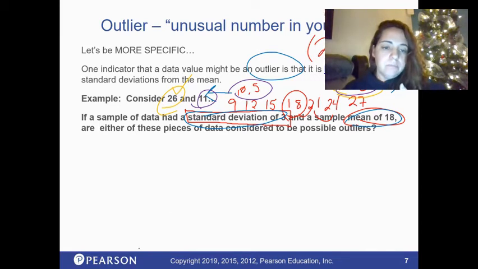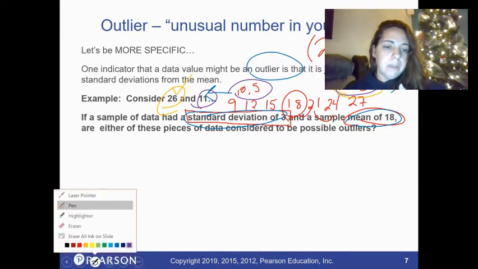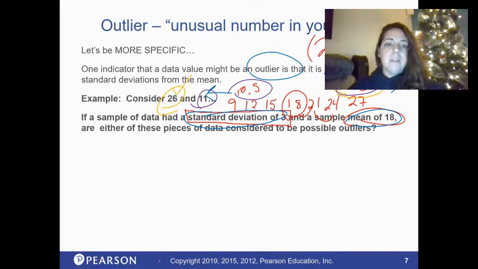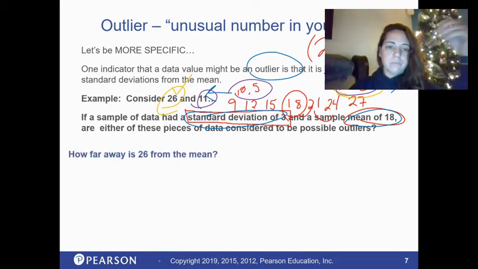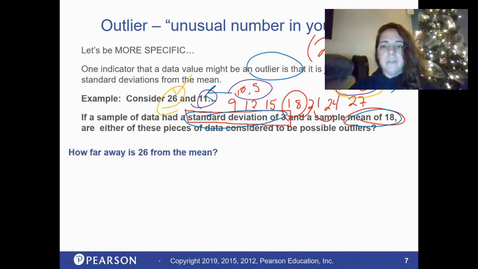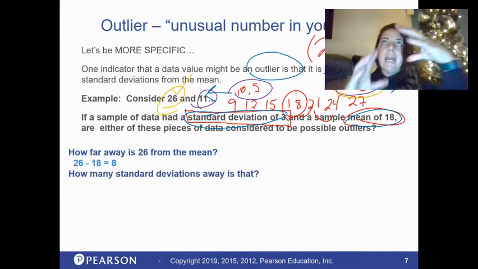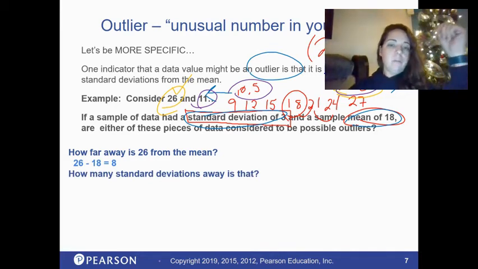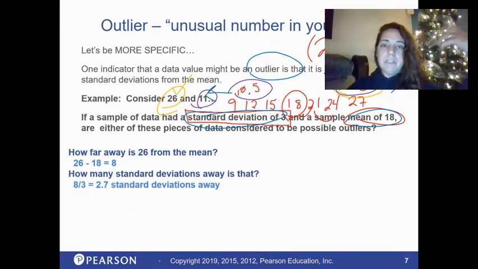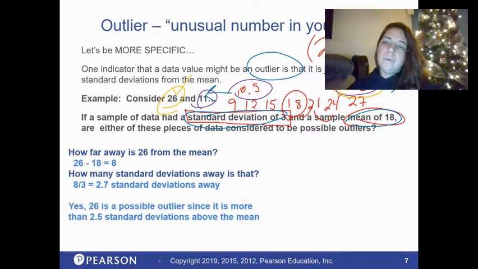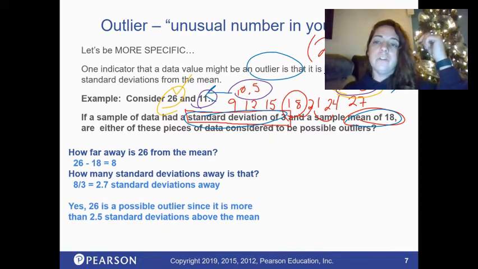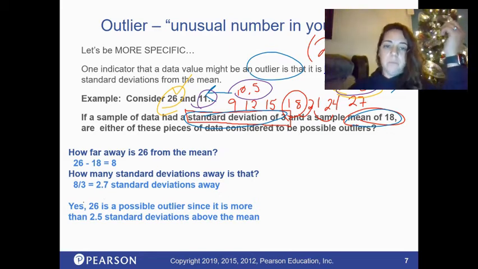Another way to think through this would be to think of it like this. Think about how far away 26 is from the average, the 18. Well, 26 minus 18. And then how many groups away is that from the middle? We'll divide that by whatever the standard deviation is, and that tells you it's 2.7. And they're telling us it has to be more than 2.5 standard deviations away. 2.7 is bigger than 2.5. So yes, 26 is a possible outlier, right?